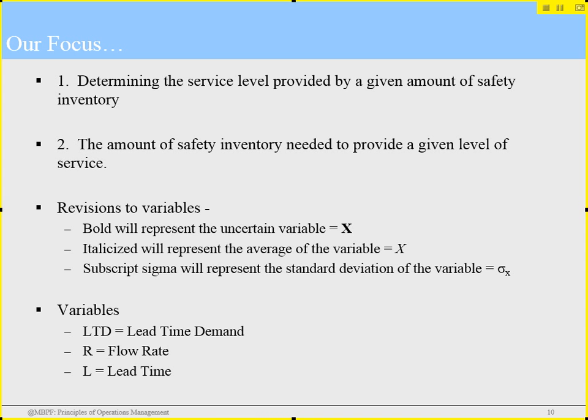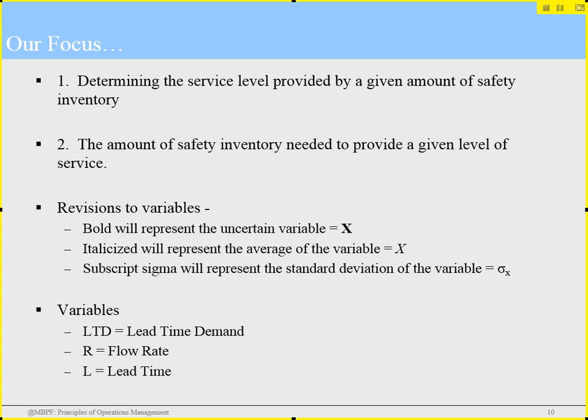This is not a huge deal, but if you're reviewing the chapter, you might find it helpful to remember that the bold represents the variable that we're saying is uncertain. The italicized variable represents the average of that particular variable, because we can talk about the same thing. The bold X means the uncertainty about that, and the italicized X is the average of what we've seen in that. And then the subscript sigma represents the standard deviation of that particular variable, right?